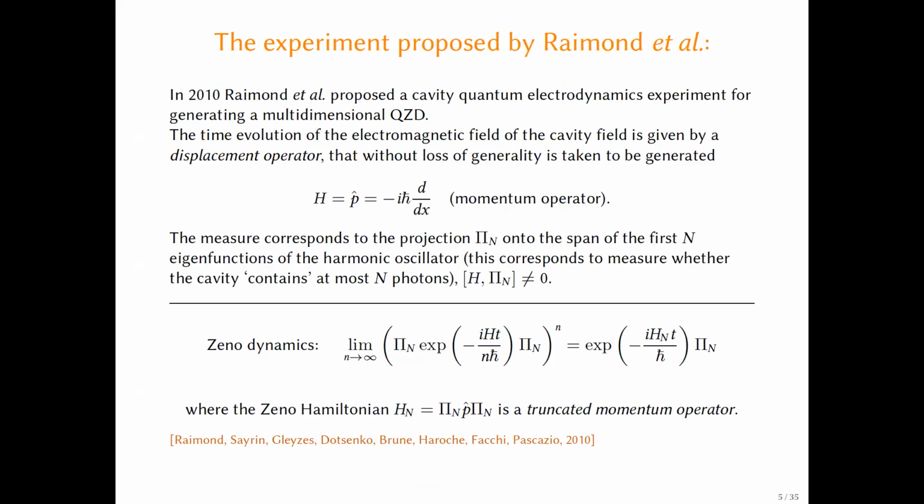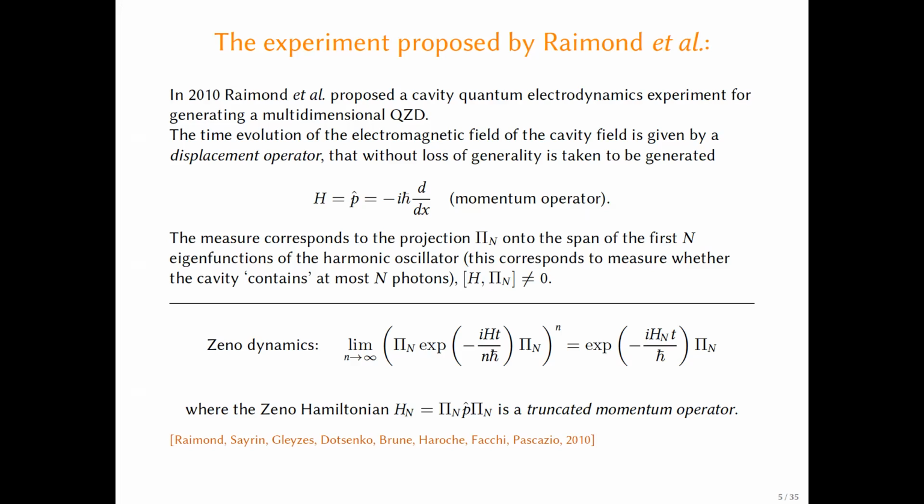Recently, there has been an experimental proposal for generating quantum Zeno dynamics, a multidimensional quantum Zeno dynamics. What I mean by multidimensional Zeno dynamics is that the rank of the projection that describes the measurement is strictly larger than 1, because all the previous experiments about the Zeno effect were with rank 1 projections, one-rank measurements.